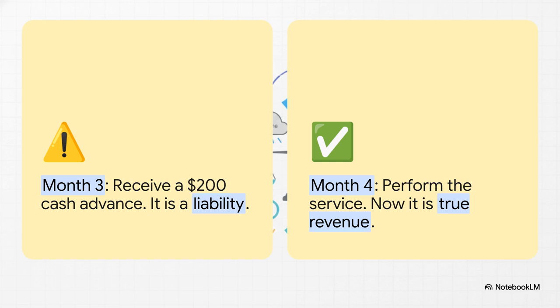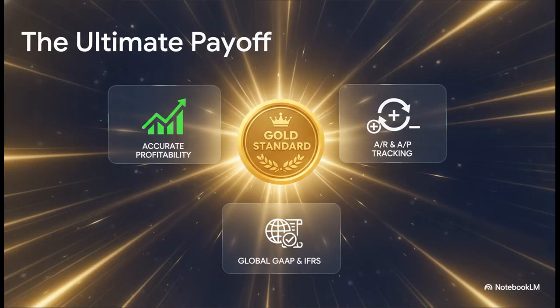Only when you do the actual work in month 4 does it magically transform from a liability into true earned revenue. So let's bring this whole shebang together. What's the ultimate payoff for putting in the work to understand all this? Well, stepping up to accrual accounting transforms business chaos into a complete, deeply professional picture. It accurately measures your true profitability by matching your actual effort with your results. It actively forces you to track accounts receivable, who owes you money, and accounts payable, who you owe money to. And finally, it's quite simply the universal language of business. It's accepted globally under major standards like GAAP and IFRS, which are the global rulebooks for accounting. It is without a doubt the absolute gold standard.